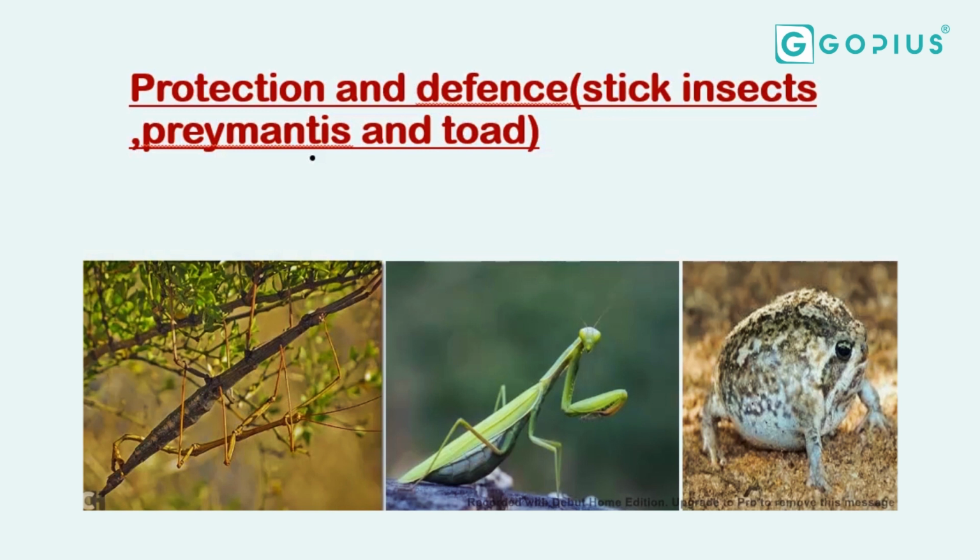Now we also have another one. We have the toad. The toad, how does it protect itself? If the toad realizes that it is in danger, what it does is that it begins to swell up into a very big ball, so that it will be very impossible for its predator to swallow it. That's how the toad protects itself.